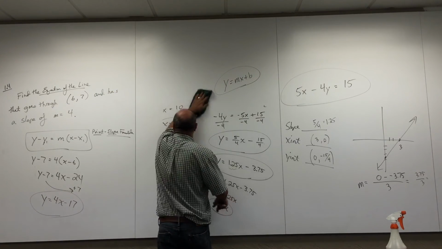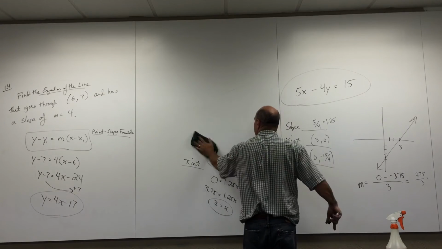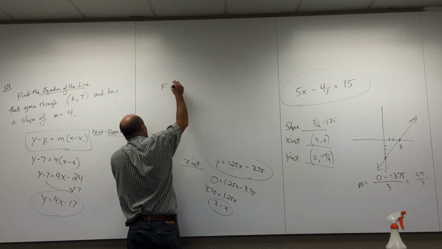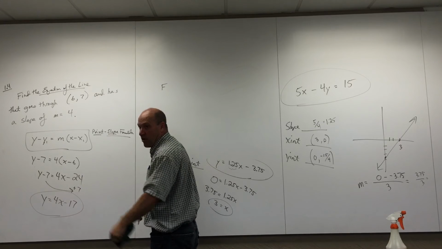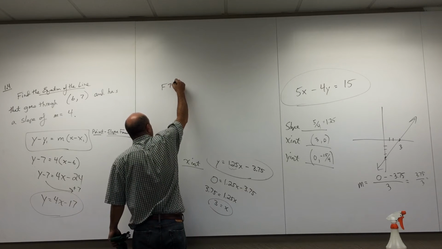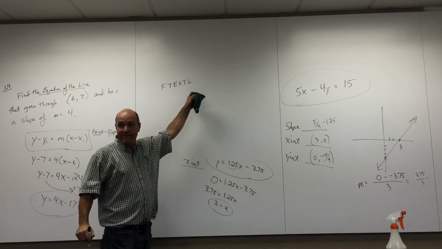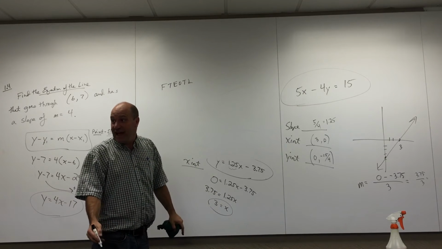So let's try another one. I love these so much that I've developed this shorthand. Instead of writing "find the equation of the line," I mean, that's how all these problems start, I'm going to say it different. I'm going to go like this: find the equation of the line. Is that okay with you? Find the equation of the line.